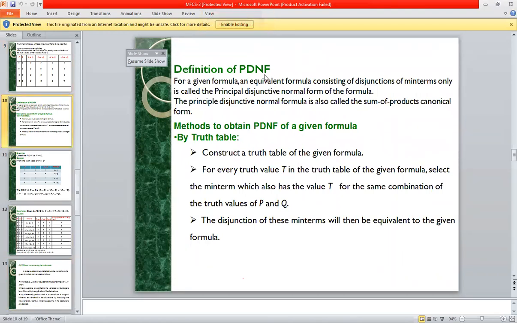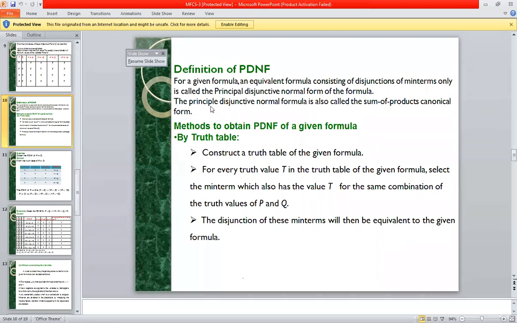So, definition of PDNF. Before we learn about minterms, what is the definition of PDNF? PDNF means principal disjunctive normal form. For a given formula, an equivalent formula consisting of disjunctions of minterms only is called the principal disjunctive normal form of the formula.